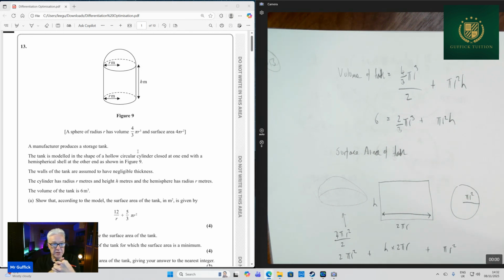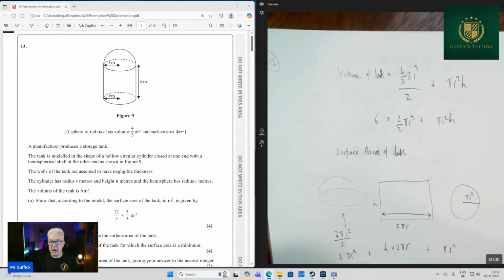Right, let's have a look at this first question then. Really good question, again an Edexcel exam question. It says a manufacturer produces a storage tank. The tank is modelled in the shape of a hollow circular cylinder closed at one end with a hemispherical shell at the other, as shown in figure 9. The walls of the tank are assumed to have negligible thickness, the cylinder has a radius of r meters and a height of h meters, the hemisphere has a radius of r meters, and the volume of the tank is 6 meters cubed. Show that, according to the model, the surface area of the tank is given by that particular formula there.